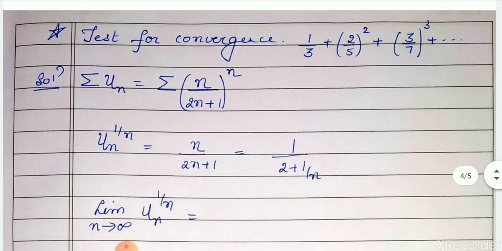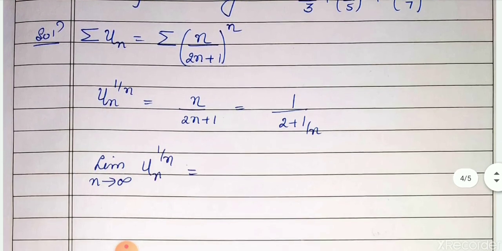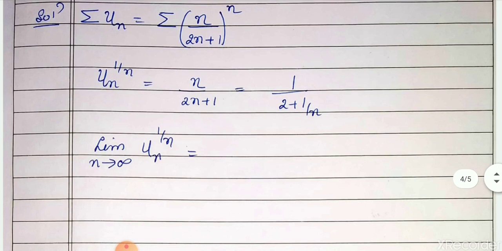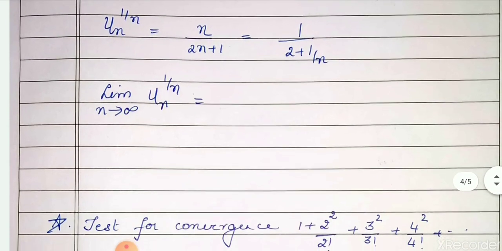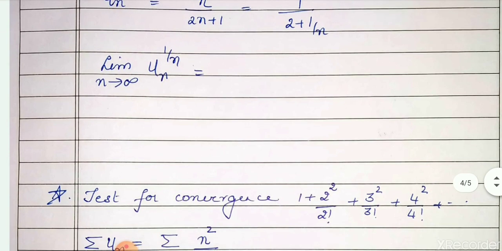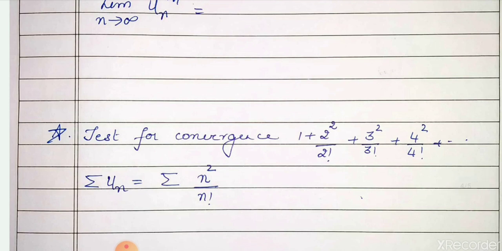So this is how we write un. We take the nth root. N divided by 2n plus 1 will be the value. Rewrite it. Then apply the limit as n tends to infinity. Check what is the answer. Compare it with 1 and conclude about the series.